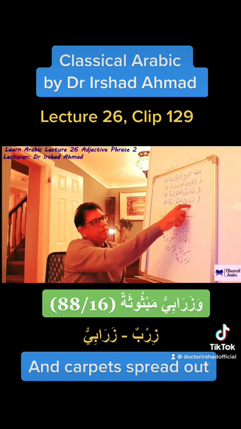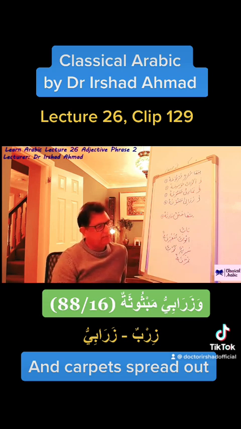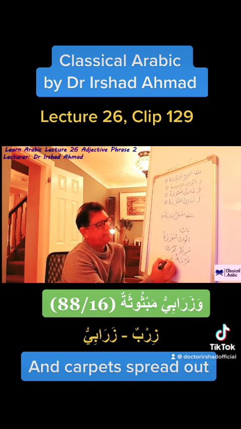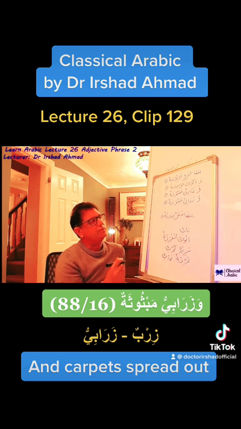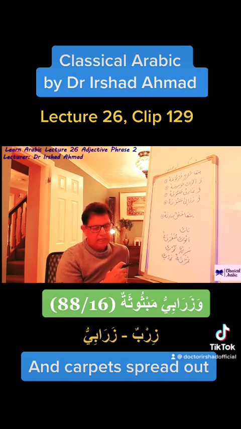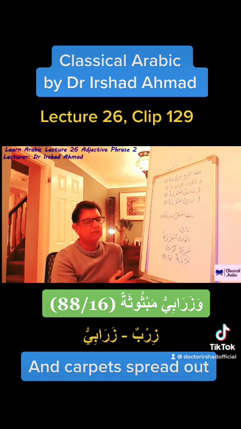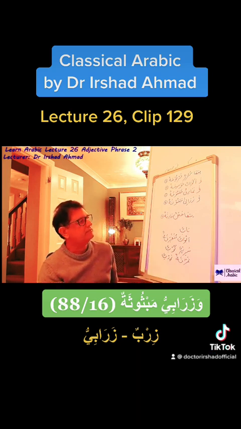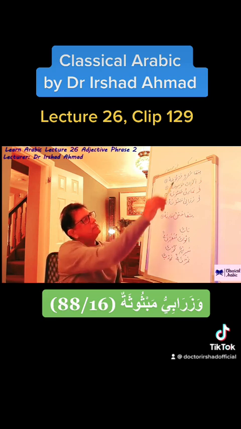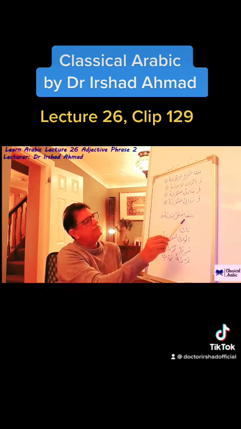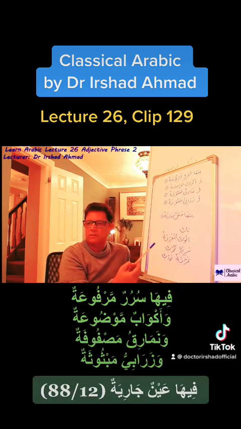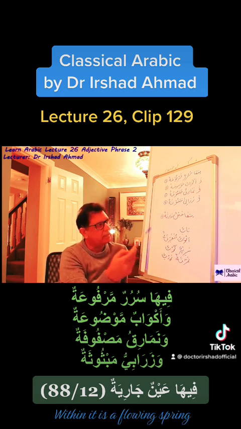So zarabiyu is jama mukassar again of the word zirbun. Zarabiyu mabsusatun, and carpets spread out. So zirbun is a nice kind of carpet. So carpets spread out. And if we compare these four with ayah number 12, fiha aynun jariyatun, there will be springs flowing continuously.